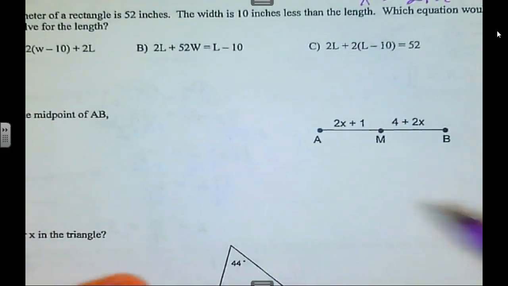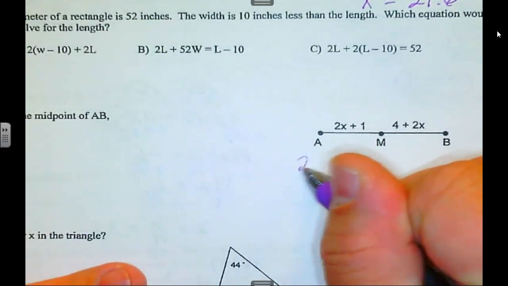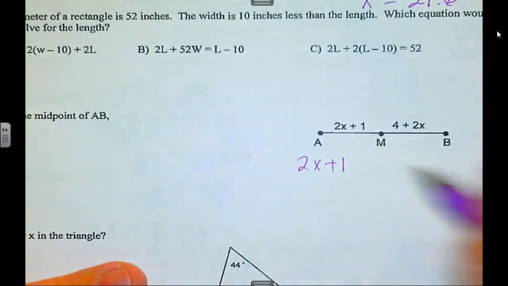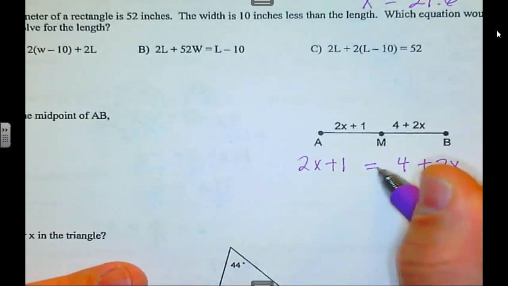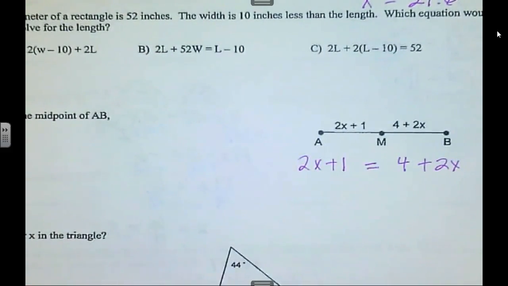One side equals the other side. So one side is 2x plus 1. The other side is 4 plus 2x. And you told me they equal each other. Solve for x.